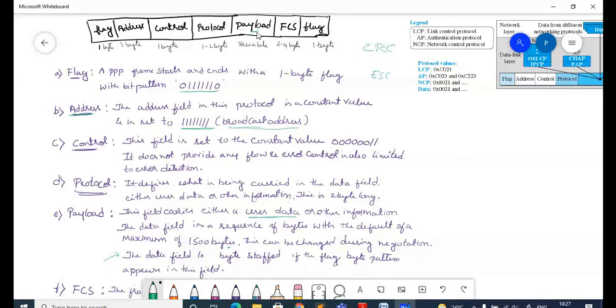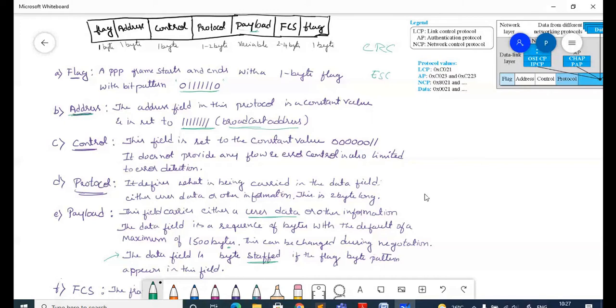So to avoid that confusion, you are going to use byte stuffing, where you add one escape character. That will indicate to the data link layer that this is not the end of the frame, it is a part of data. This bit pattern is a part of data. Then it will continue reading the data.